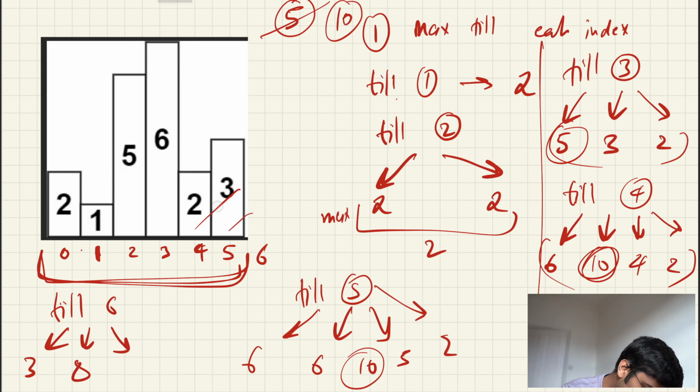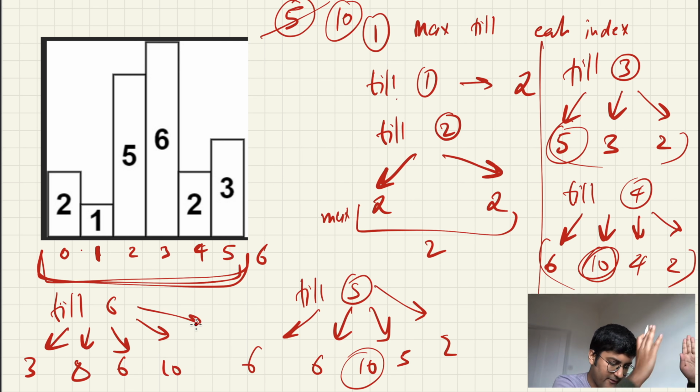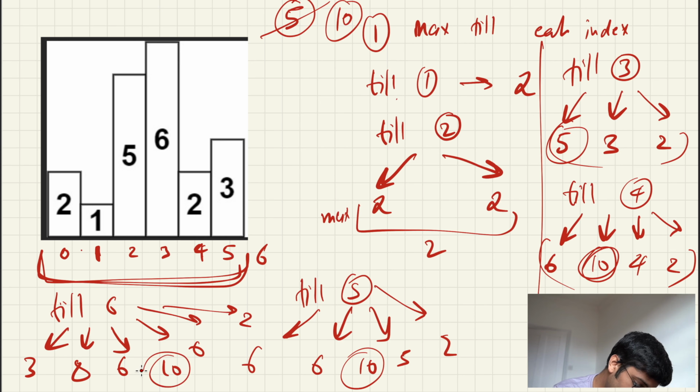And then for 6, I cannot go left, I cannot go right. For 5, I cannot go left, but I can go 1 right. For 1, I can go 1 left and 4 right, which is 6. And then for 2, so the answer is 10, which is again unchanged. That's it. Answer 10. Very simple. Nice. Problem solved.